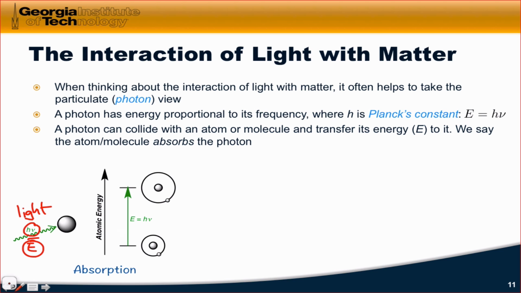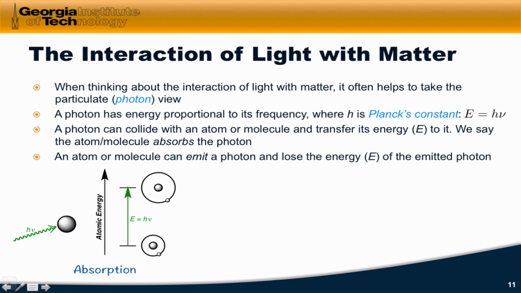Now, if we think about Coulomb's law, this corresponds to pushing the electron outward, increasing r. Increasing r causes the energy to become less negative according to Coulomb's law. Remember, E for the hydrogen atom is negative k e squared over r. So if we increase r, we move the energy closer to zero. We increase the energy. This is absorption.